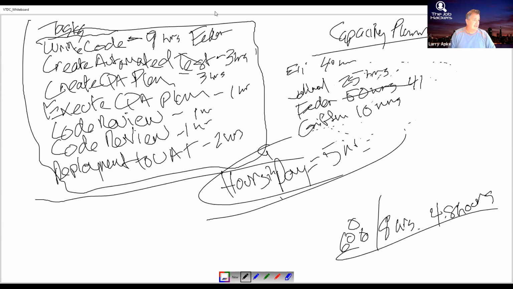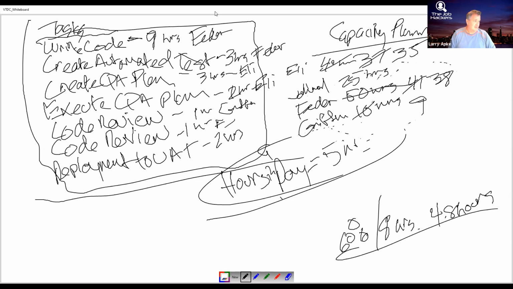Create the automated test. Well, that should be done by the person who's writing the code, if you don't know that, but that's okay. 3 hours, Fedor? Yeah, that sounds about right. QA plan. Oh, shouldn't be done by the person who's writing it. Ely says, I'll do that. It'll take me 3 hours, it's fine. Execute it. Last time I had a problem executed, it'd take me 2 hours. Usually the same person. Code review. I'll help out with that, Griffin says. The other person in the code review is Fedor because he wrote the code. You see what I'm doing.